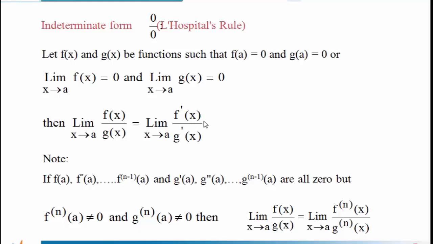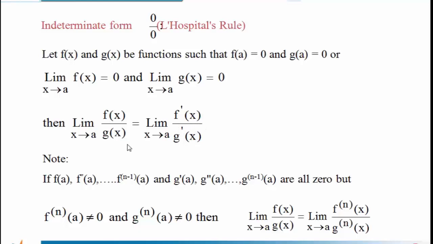First of all, we talk about the 0 by 0 form. So we must know the L'Hospital rule. The L'Hospital rule tells that if f and g are functions such that f of a equals 0 and g of a equals 0, or limit of f is 0 and limit of g is 0, then the limit of f divided by g is equal to the limit of f dash divided by g dash. That means the limit of the ratio of f by g is equal to the limit of the ratio of f dash by g dash, the first order derivatives.